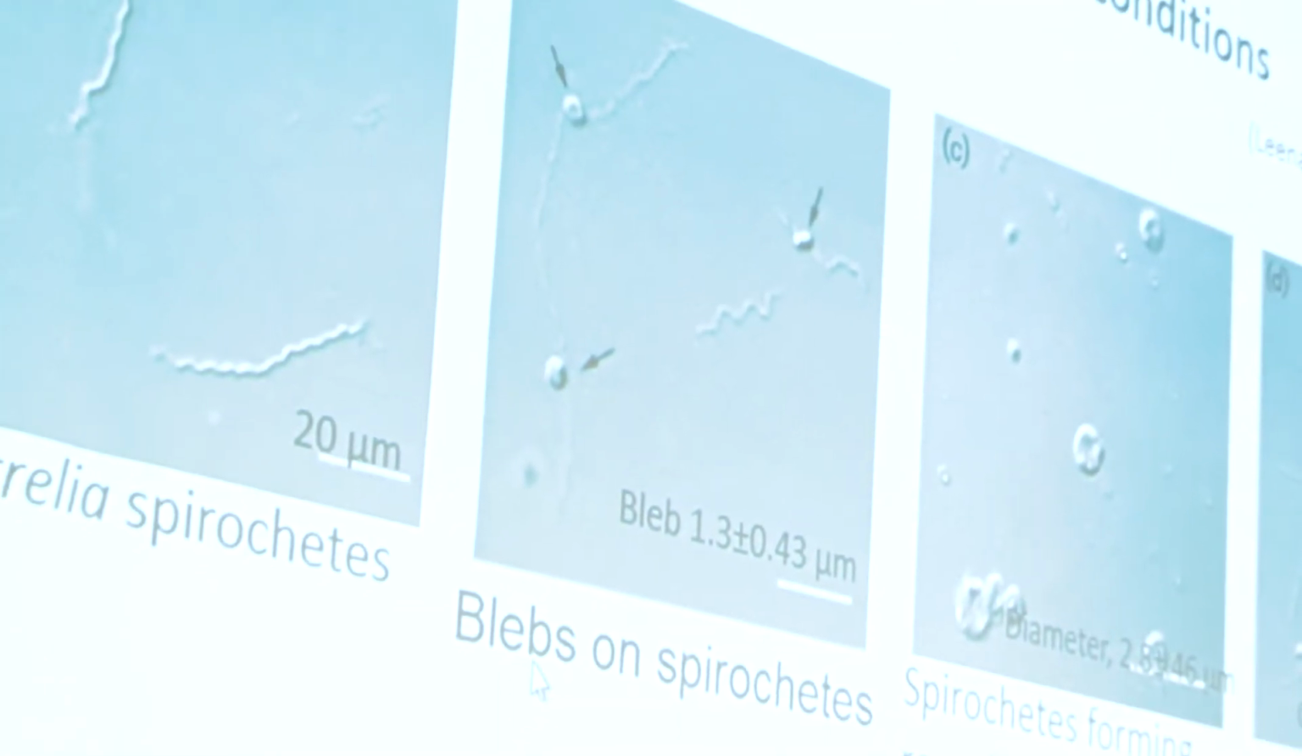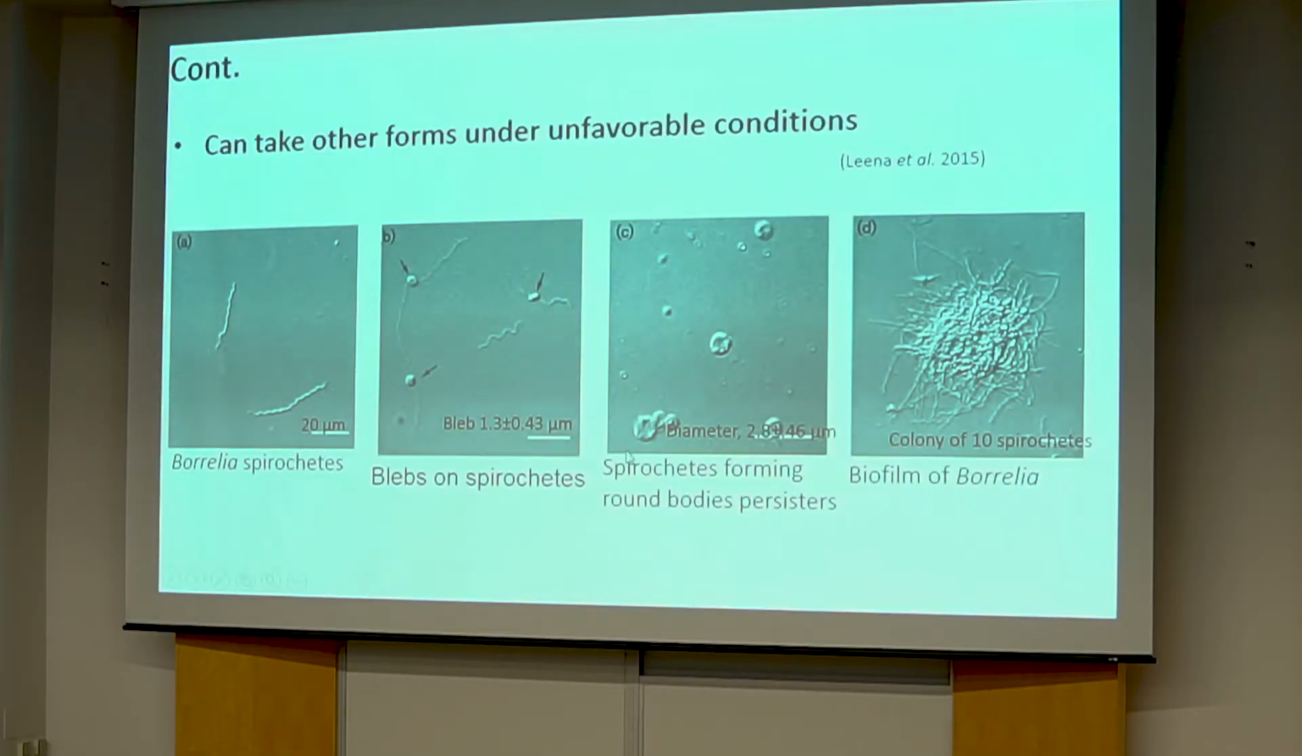Borrelia can take other forms under unfavorable conditions, and they can form blebs, and also persister or round bodies, and biofilm, in a suspension, and mostly in the culture. As one bacteria has different forms, it creates a problem for the physician to treat the bacteria with antibiotic therapy. Certain forms like persisters or round bodies are highly resistant to antibiotics. And sometimes these things challenge the current antibiotic treatment protocol throughout the world for Lyme disease.